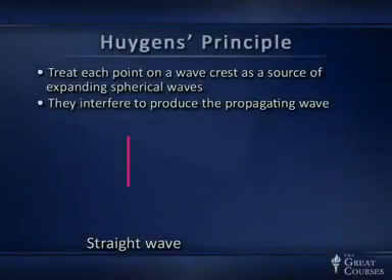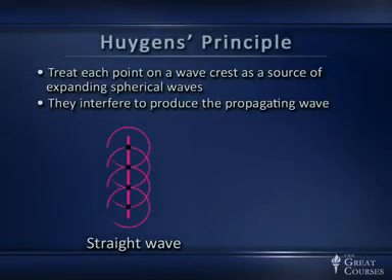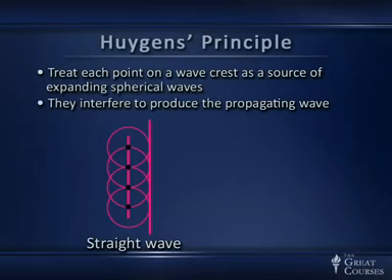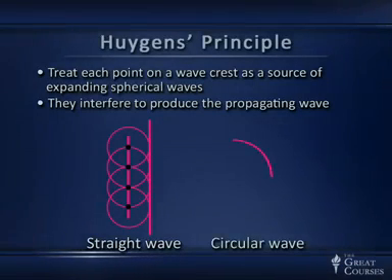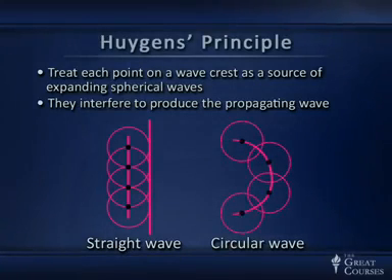Huygens says you treat each point on a wave crest as a source of expanding spherical waves, which then interfere to produce the propagating wave. It's kind of a complicated way to think about how a wave propagates, but it can be helpful. So on the left, I've got a picture of a straight wave, and you can imagine each point on the wave making these circular wave fronts, and they interfere a ways on, and that makes the later position of the wave front. If the wave front is circular, then you get an advanced and somewhat larger circular wavefront as the wave propagates outward.